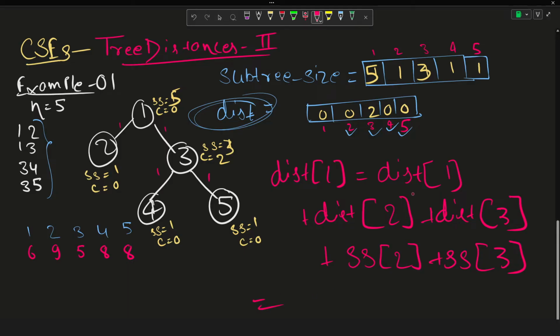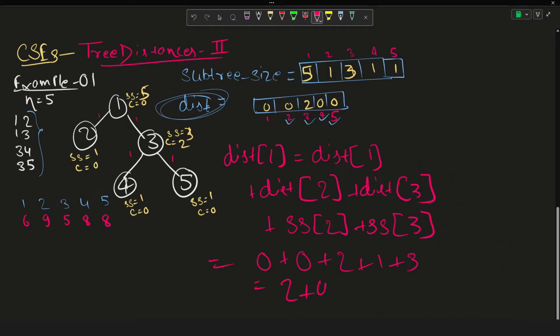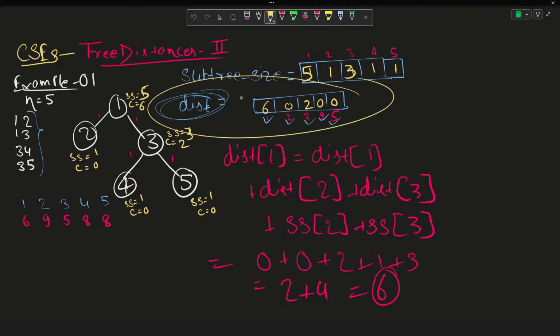And if you calculate this, then you will get distance of 1 is 0 initially, and distance of 2 and distance of 3 are 0 and 2 respectively, and the subtree sizes of 2 and 3 are 1 and 3, right? So if you sum this up, then you will get 2 plus 4, that is 6. So the correct cost value for the first node is 6. So let me update that here also, right? And just before I told you that whenever the final distance array would have been calculated, since we have started our DFS call from 1 only this time, the value that is present at this first index will match our answer.